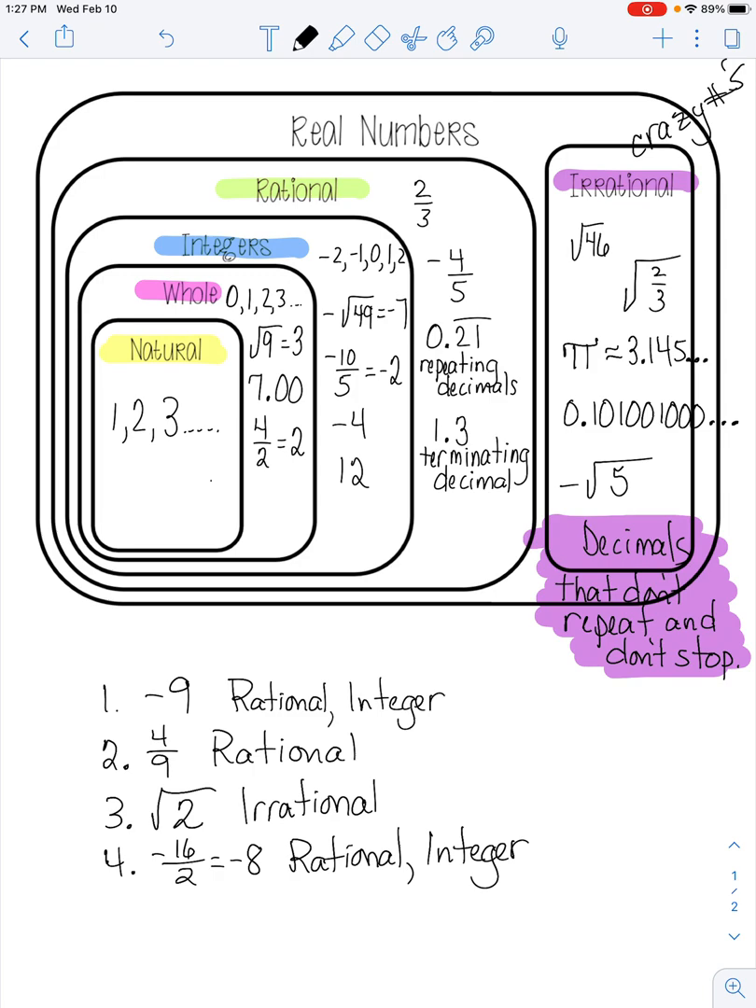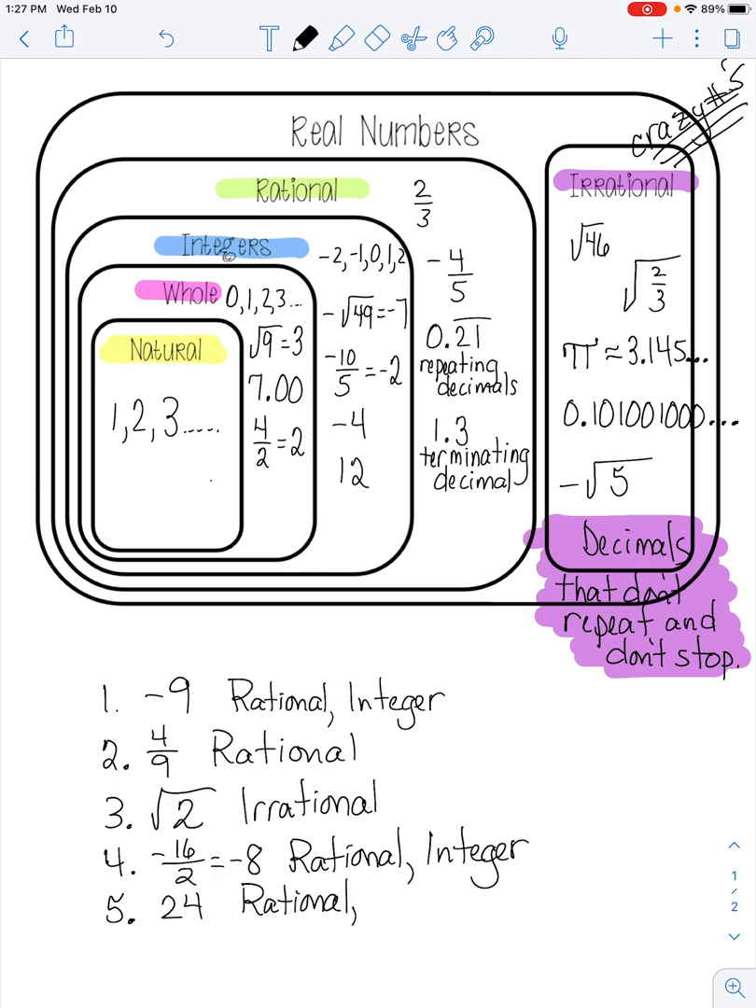Let's try one, maybe two more. What about this? What if I write the number 4? As a matter of fact, I'm going to change that. What if I write the number 24? First of all, is it rational or irrational? Remember, irrational numbers are crazy numbers. They have crazy decimals that don't repeat or don't stop or terminate. So no, it's rational.